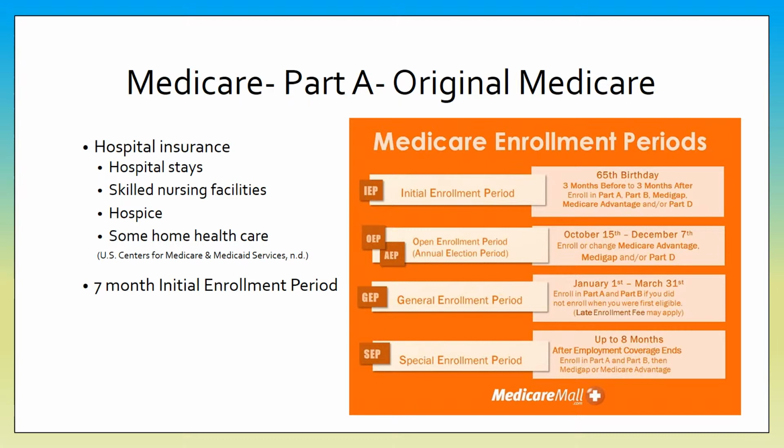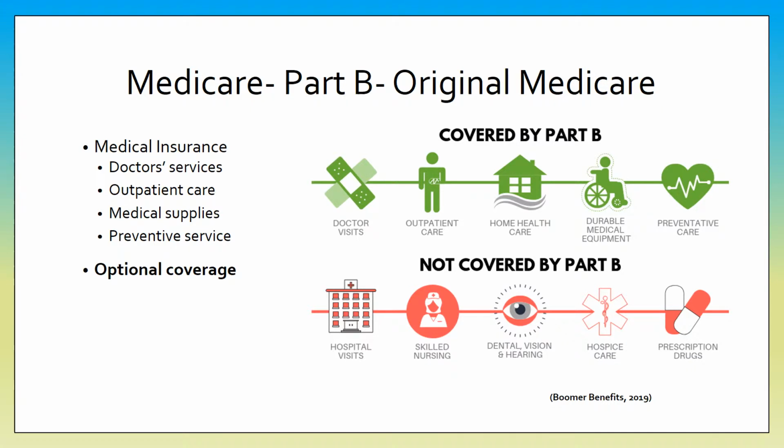Medicare Part B is the next element of the original Medicare. Medicare Part B covers services like medical insurance. Some services that are covered under Part B are services from doctors, outpatient care, some medical expenses, and most preventive care services. Part B is an optional coverage but pairs with Part A.